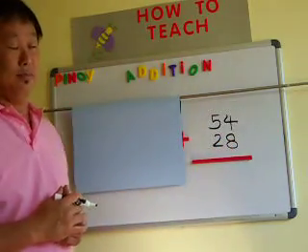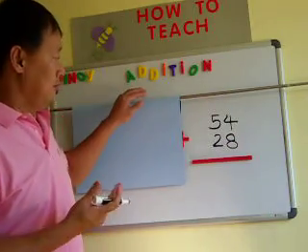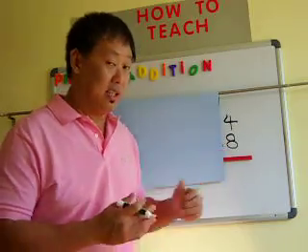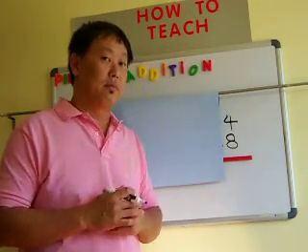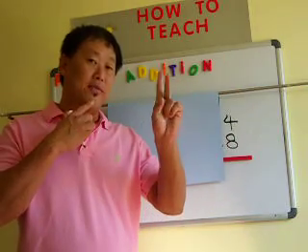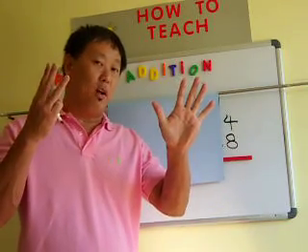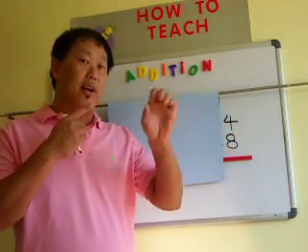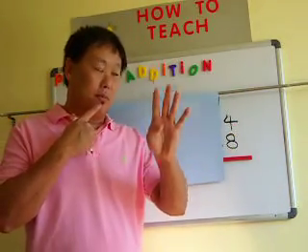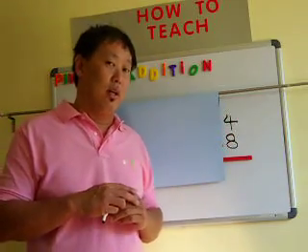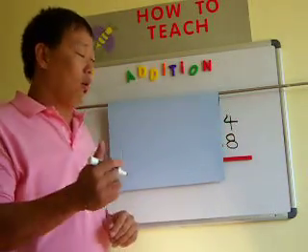Again, we're involving 2 numbers, and to make it easier, let's cover. And then 4 plus 8, or 8 plus 4, it doesn't matter. If we say 4 plus 8, 4, 5, 6, 7, 8, 9, 10, 11, 12. Or 8 plus 4, 8, 9, 10, 11, 12. I rather choose 8 plus 4 because it's faster to count. So 8 plus 4 is 12.